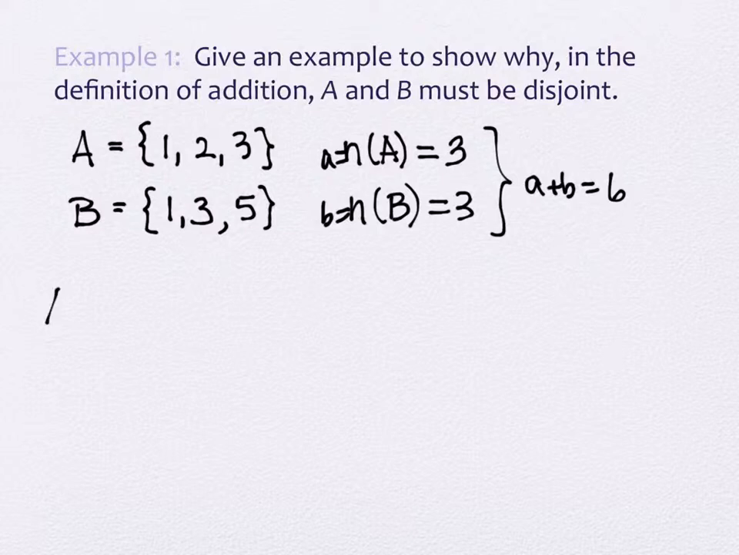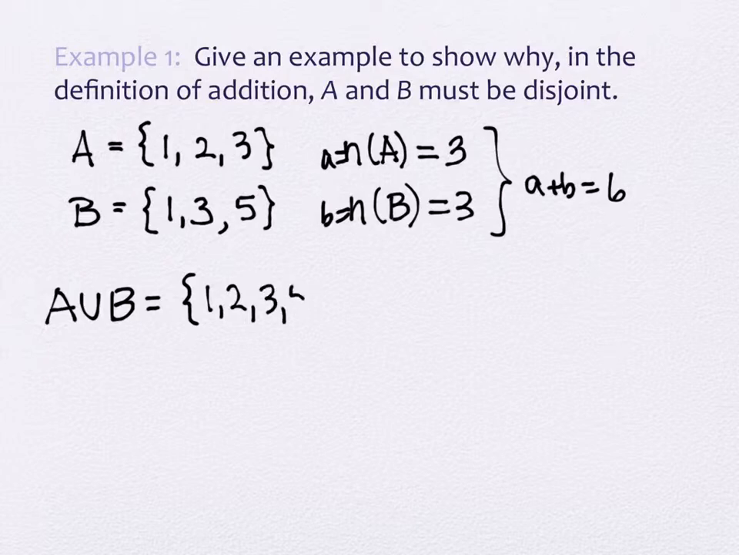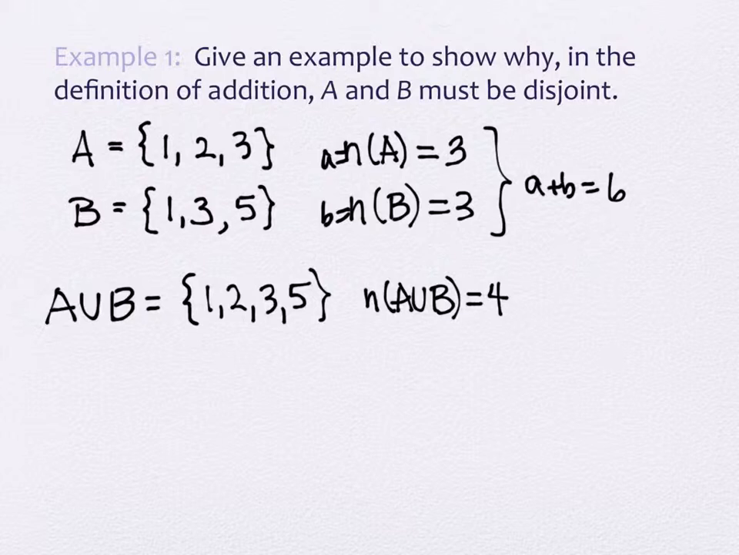Come back over here to A and B. What is A union B? 1, 2, 3, 5. And what is the number of items in this union? 4. And you can see that these two things are not equal. If they had been disjoint, if they didn't have anything overlapping like that, they would be equal.